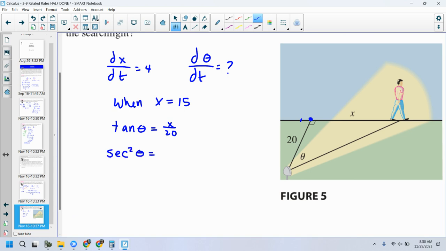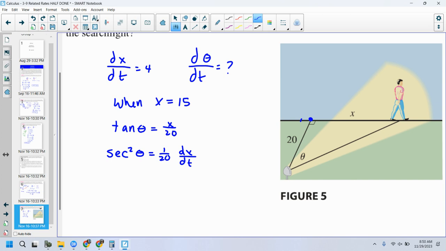Now, I'm going to treat this as like a 1/20th x, right? That's like the constant sitting in front of it. So it's really just a 1/20th dx dt, because the derivative of x is just 1. So there's no real chain rule going on. It's just 1/20th dx dt.